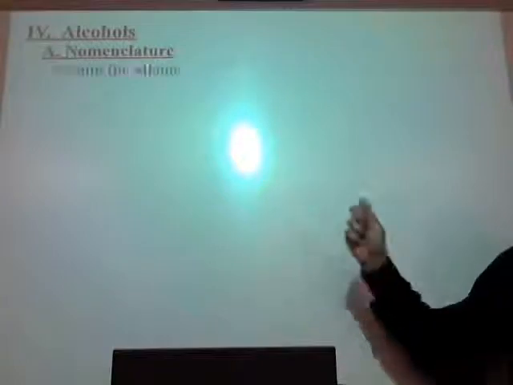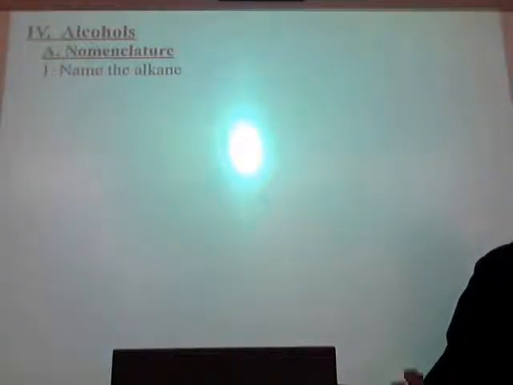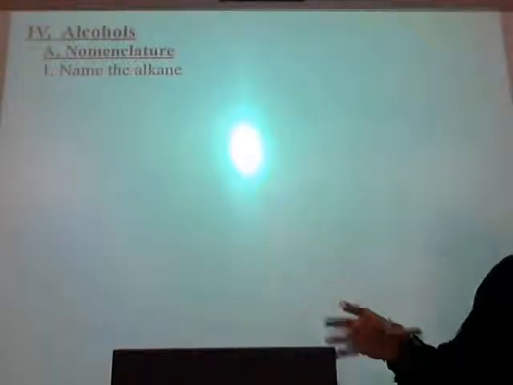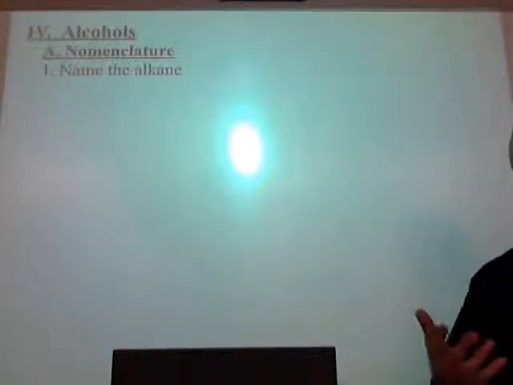So here's what you do. The first step says name the alkane and all that that implies. So if the alkane is 2-methyl, 3-ethyl, whatever, you name it that way. You know how to do that. Hexane, butane. Write that down. All right. So that's the first step. The first step is you name the alkane the way you always would.